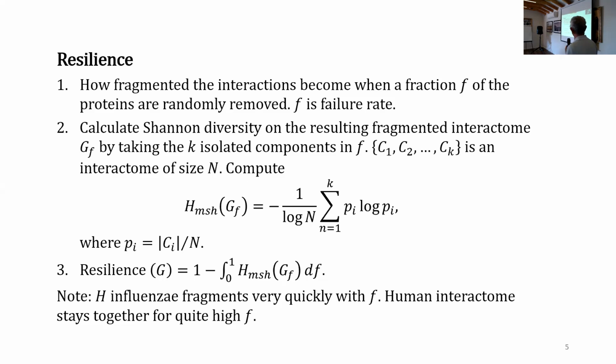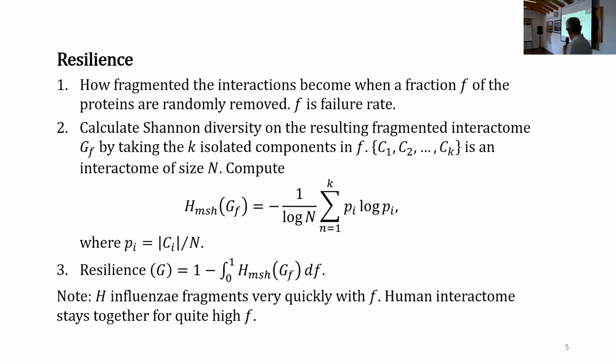You then compute the usual information measure, a classical measure from electrical engineering. That's this thing here. And the p_i is simply the fraction that's involved with this component. The resilience measure is 1 minus that integral from 0 to 1, where you're integrating over the fraction that were removed.